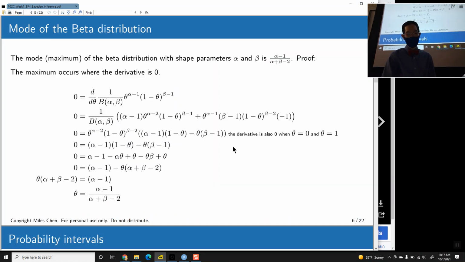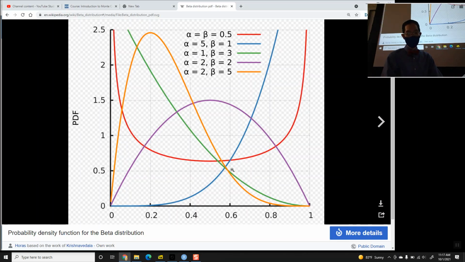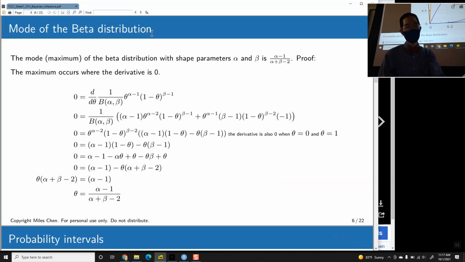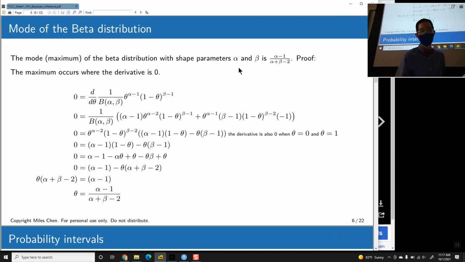So what do we want to do to find the mode? Well, to find the mode, we're going to take the derivative of this function. We're going to find where this derivative is equal to 0, and that's going to be our mode. So we take our PDF. If we have shape parameters alpha and beta, our PDF is this. We're going to take the derivative of this with respect to theta, set it equal to 0, and solve for where that is.